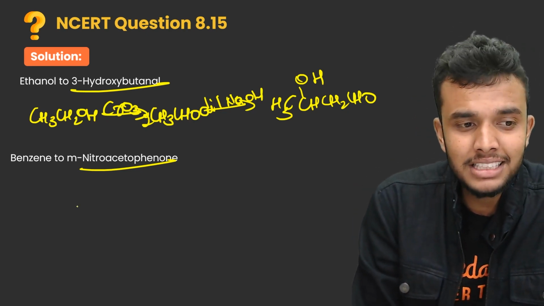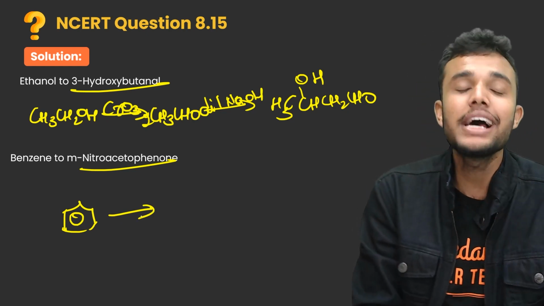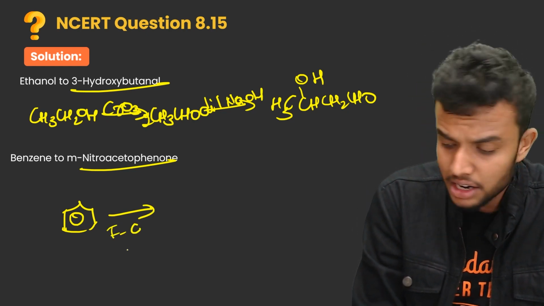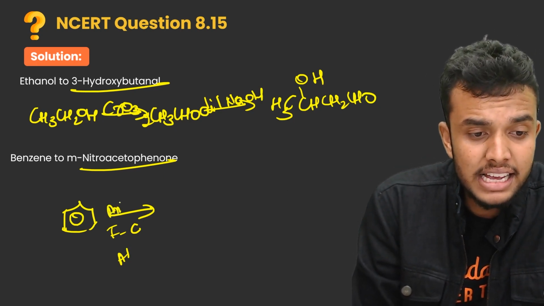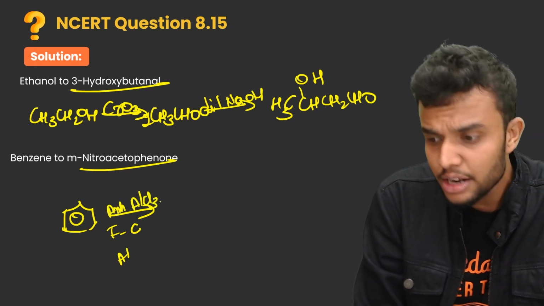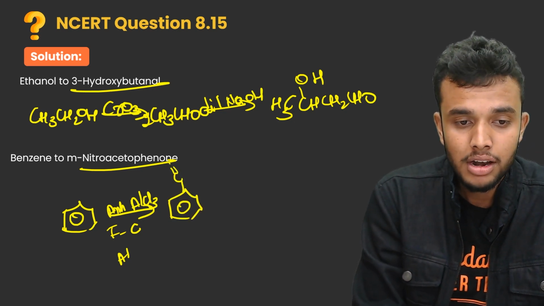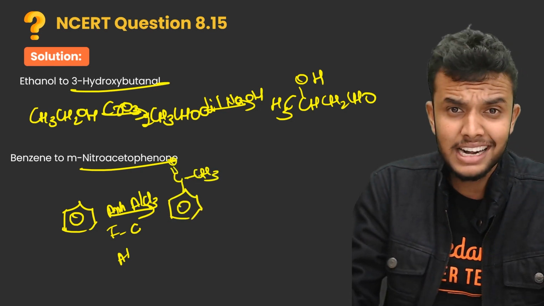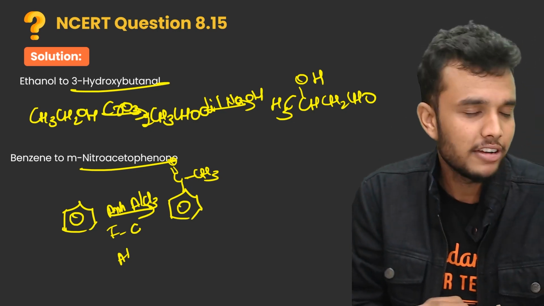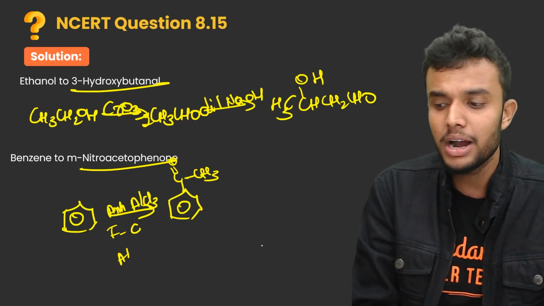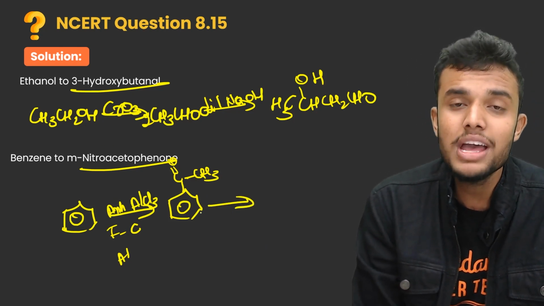So many times we already discussed the structure of benzene. First step is Friedel-Crafts acylation. Benzene undergoes Friedel-Crafts acylation in the presence of anhydrous AlCl3 to yield acetophenone. We already discussed it in the previous exercise also. We discussed Friedel-Crafts reaction. Don't worry, students. Next step, but we need what? Meta-nitroacetophenone. Next step is a very easy step.